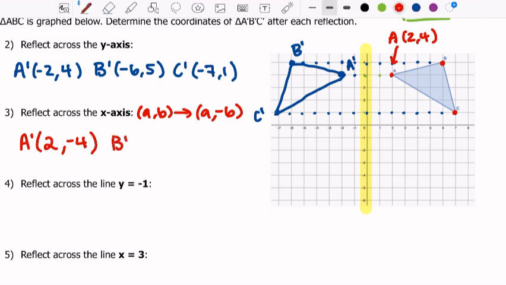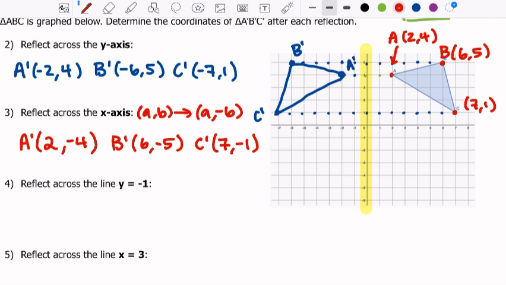Okay, our coordinate B is at 6, 5. So if I reflect across the x-axis, I know that my x-coordinate is going to stay the same at 6, but my y-coordinate is going to change sign, so that'll turn to -5. Same thing with C. C is at 7, 1. So C prime, when I reflect across the x-axis, will be at 7, and then my y-coordinate will be -1.